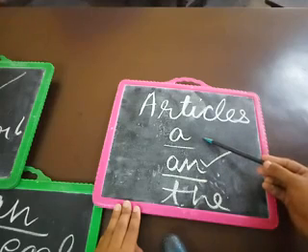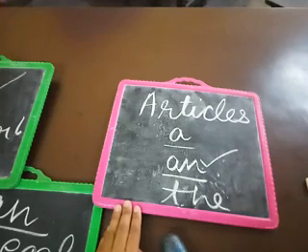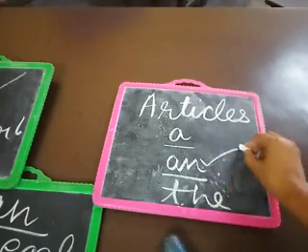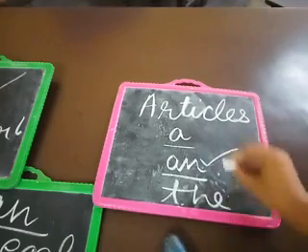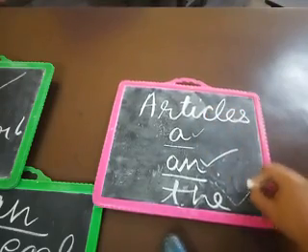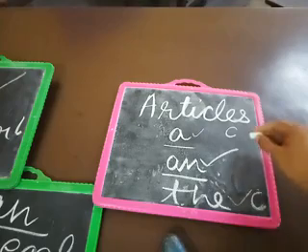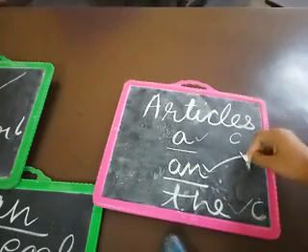As you all know that our alphabets are divided into 2 parts, that is vowels and consonants. So for the vowels we use an, and for the consonants we use a and the. A and the are for consonants and an is for vowels.